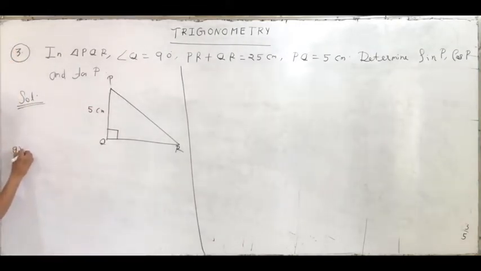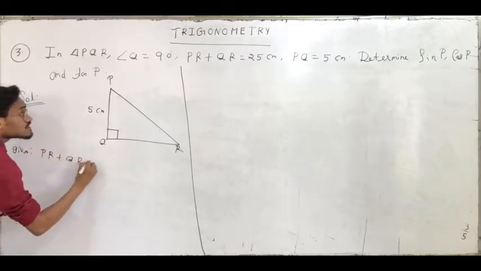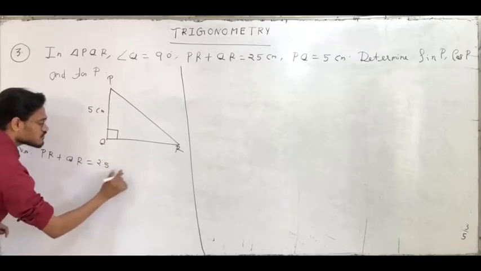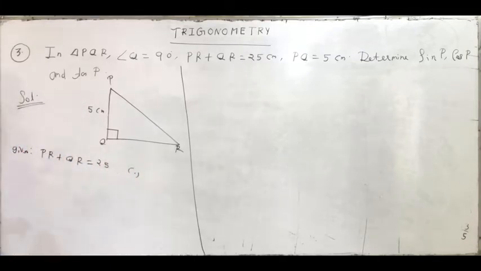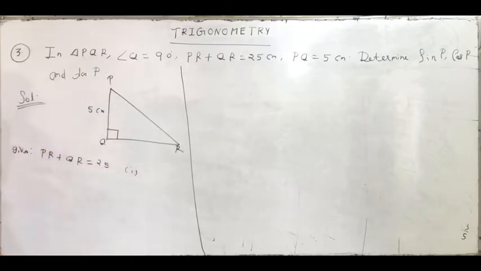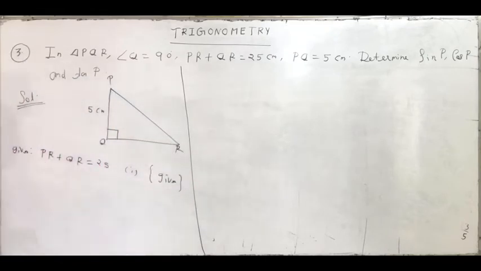Given: PR plus QR is 25 centimeter. Okay, we are given PR plus QR is 25 centimeter. So it's your equation number 1. Equation number 1, it's given. I'm writing it.